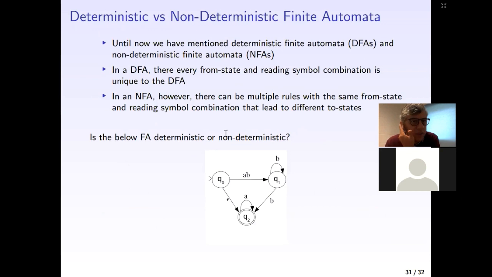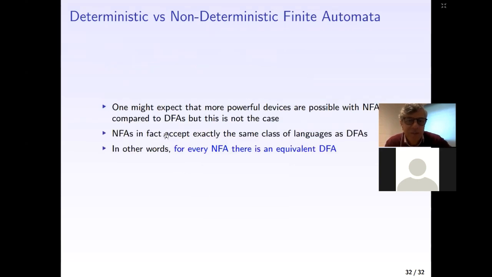We should be very close to the end of the lecture anyway. I'll finish in 5 minutes. Deterministic versus non-deterministic finite automata. We discussed that. Like I said, in non-deterministic, you can skip some of the definition, you can have multiple definitions, and you can even have empty definitions. One might expect that more powerful devices are possible with non-deterministic finite automata compared to deterministic ones. But that's not the case.